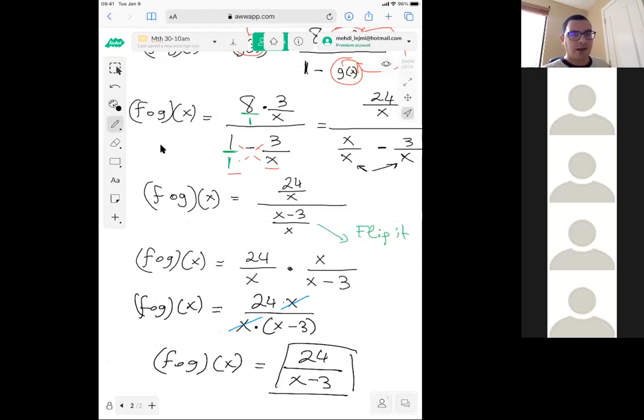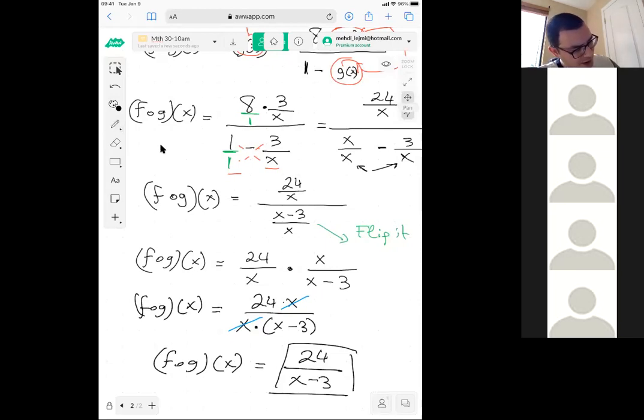Is there any question how I got this 24 over x minus 3? So you see, guys, there are a lot of operations you have to do here: multiplication of fractions, subtraction of fractions. So you need to know how to do all these operations, right? So that's the final answer. It should be 24 over x minus 3.